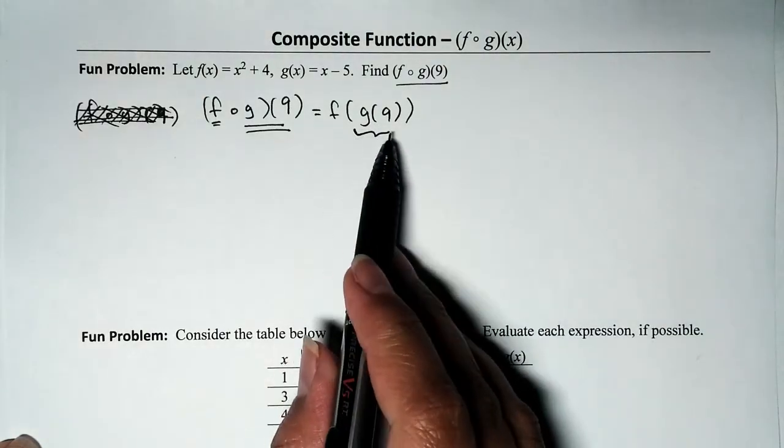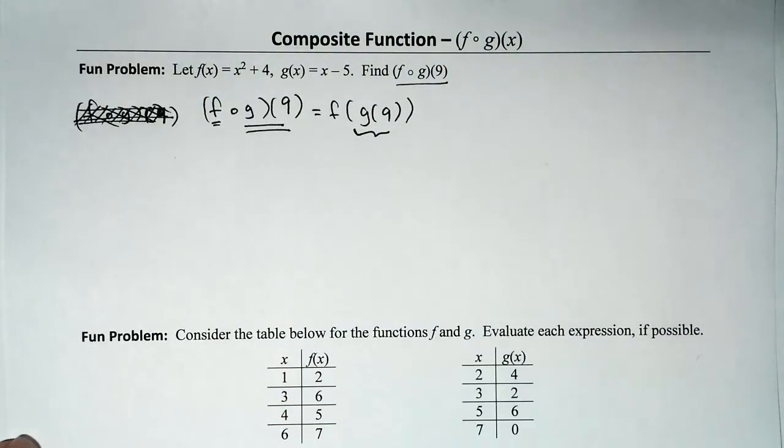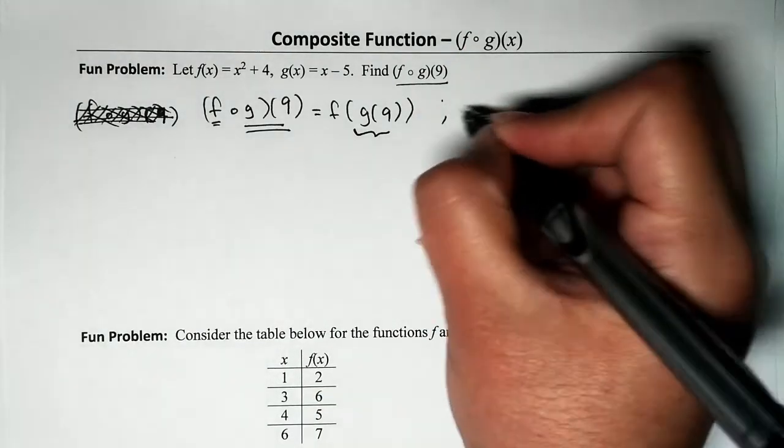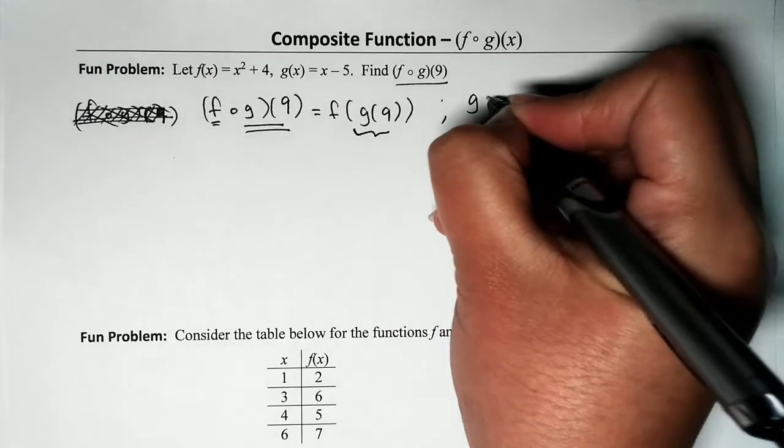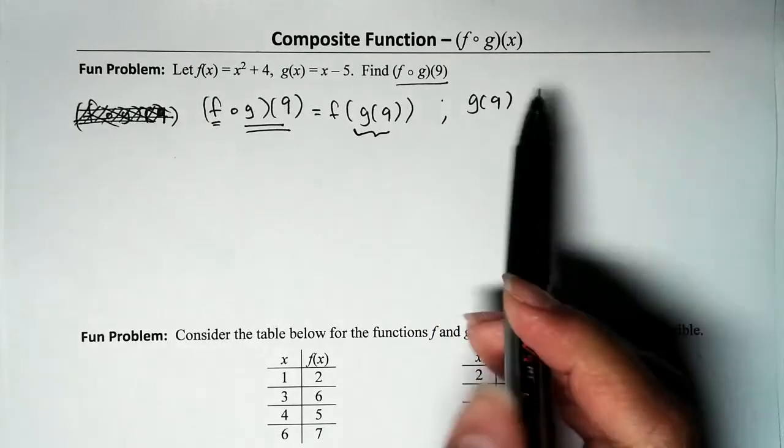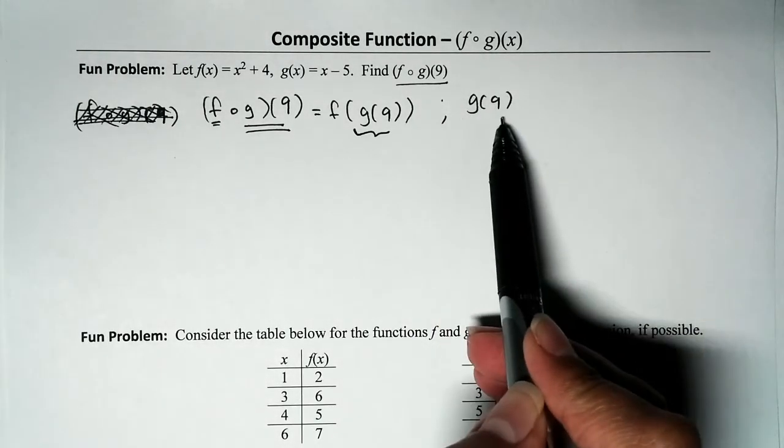Sorry, the g and 9 kind of look the same. But it's okay. You have better penmanship than I do. So let me go ahead and do a semicolon, and I want to find g of 9. So I want to know what is the value of this function when the input is 9.